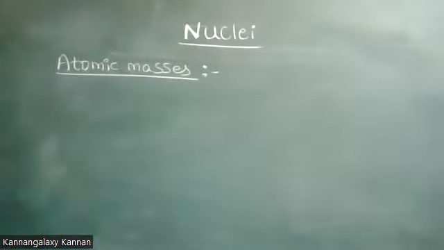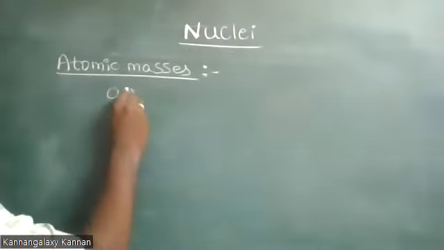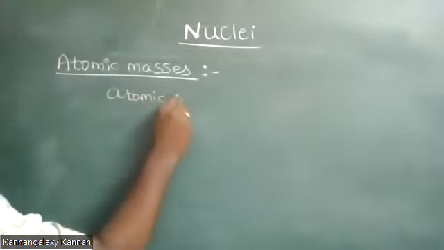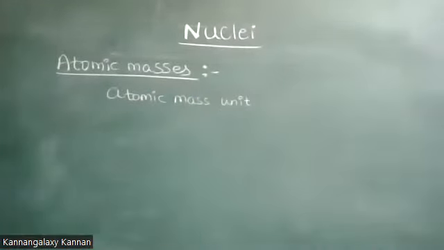That unit is called atomic mass unit. We usually call it AMU, atomic mass unit. This unit is used to measure the mass of atoms, mass of nuclei, and so on. The unit in which atomic and nuclear masses are measured is called atomic mass unit.